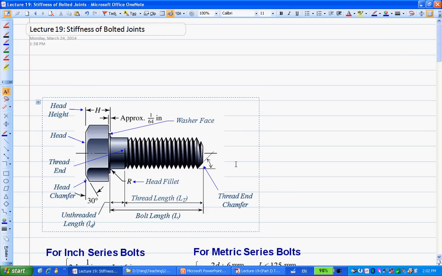Good afternoon. So let's start our lecture. We were introduced to the concept of screws, fasteners, and power screws, and also the mechanics of power screws. Today we'll look at the stiffness of bolted joints, and then from here we'll go to the concept of the safety of bolted joints. And here's an illustration of the terminology related to threaded fasteners.